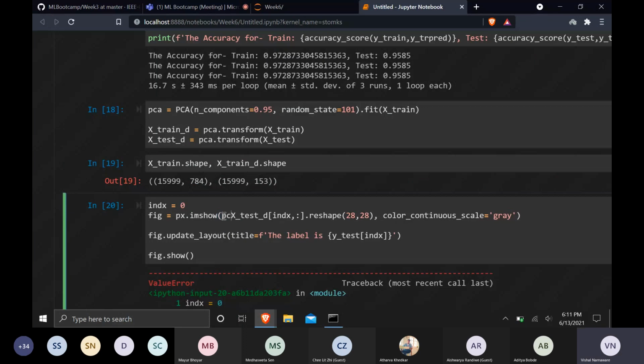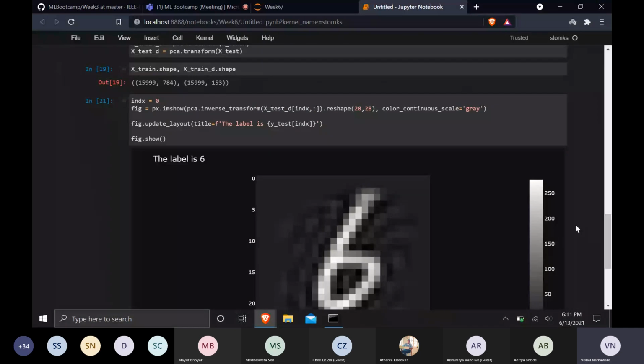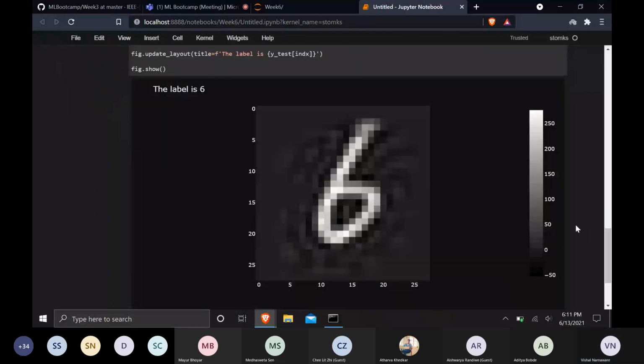So you have to inverse transform it, PCA.inverse_transform. From these 153 features, this will again get it back to 784 features. And this will work, right? So you can see that the image is kind of a blurry blob compared to before, but this still holds almost the same information, right?